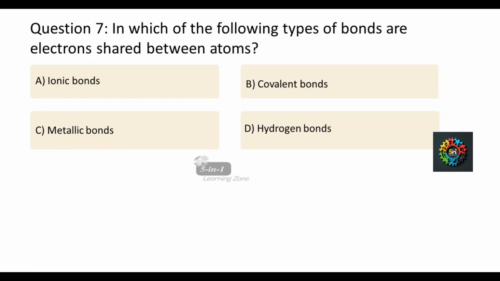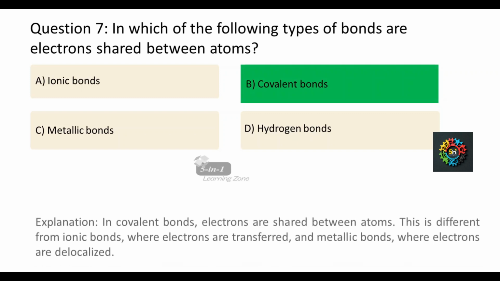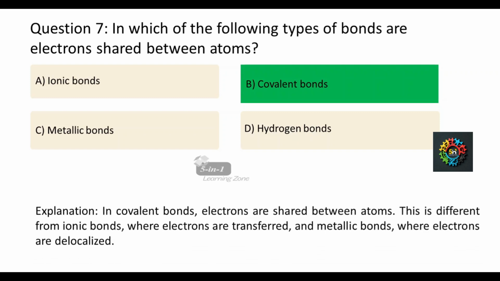7. In which of the following types of bonds are electrons shared between atoms? Answer: B. Covalent bonds. Explanation: in covalent bonds, electrons are shared between atoms. This is different from ionic bonds, where electrons are transferred, and metallic bonds, where electrons are delocalized.